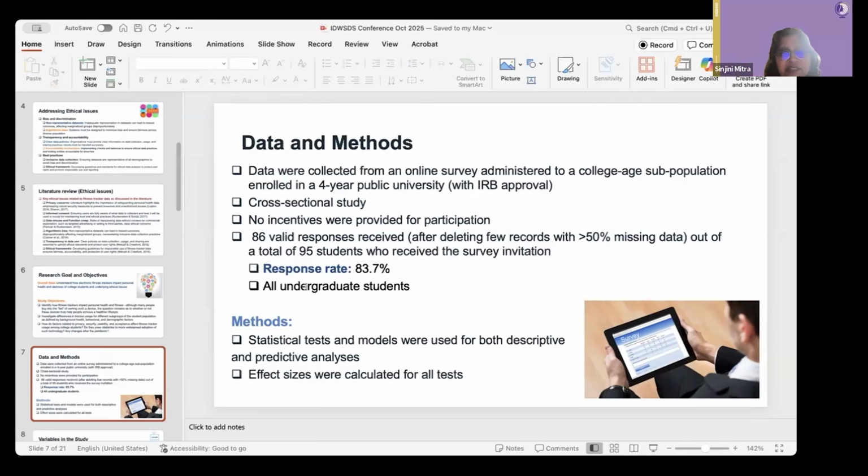We had a relatively small sample size, done on a small group of students. About 95 students responded, with about 87 valid responses. We used statistical tests and models to analyze the data and gain some insights into what was happening, and we calculated effect sizes and all of that. Although we had a smaller sample size, we made sure that the statistical analysis was valid and rigorous, so that the conclusions were meaningful.